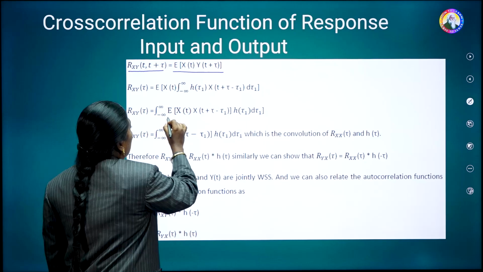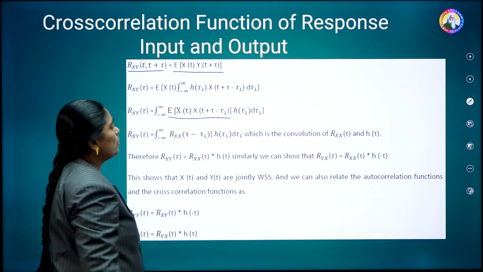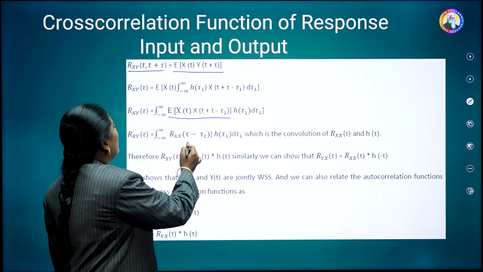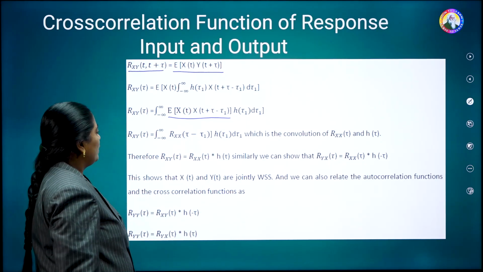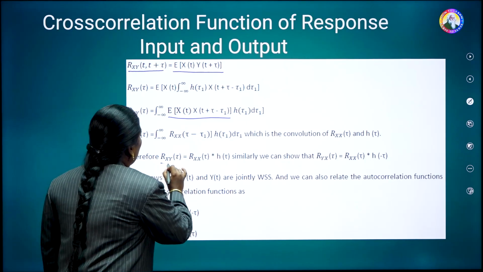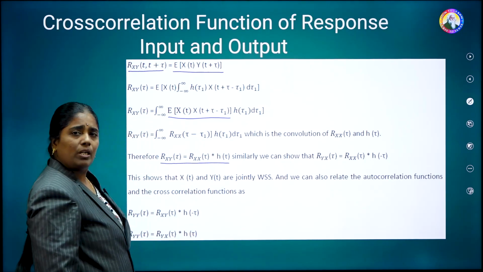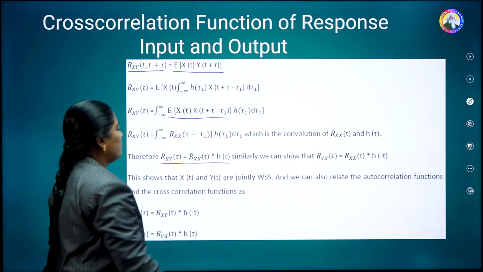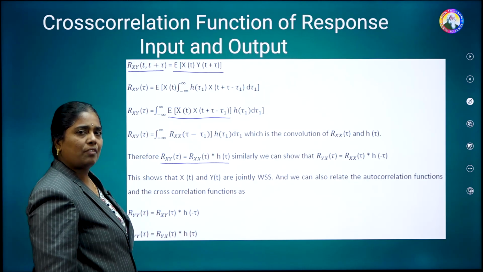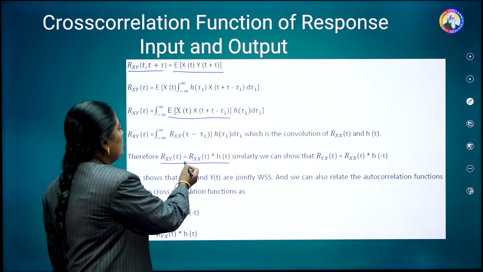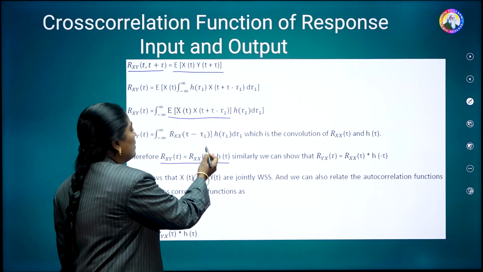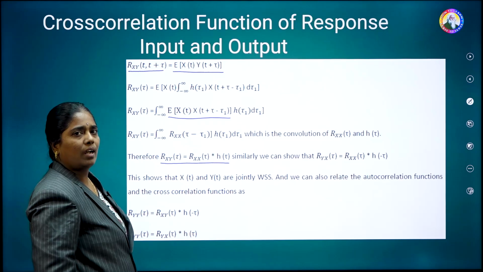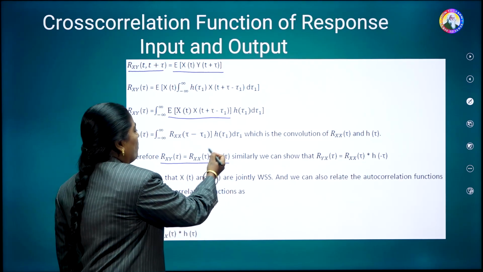Now you can observe this term, expected value of x of t into x of t plus tau minus tau 1. This is nothing but equal to simply rxx of tau. Therefore, you can see that here rxy of tau is nothing but equal to the convolution of rxx of tau with h of tau. Therefore, the cross correlation function of x of t and y of t is equal to simply the convolution of the autocorrelation function of the applied input x of t and the impulse response h of t.